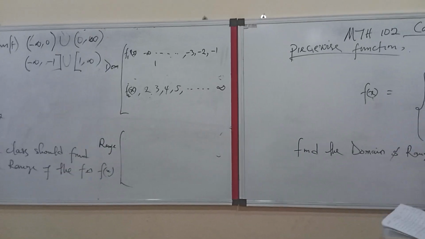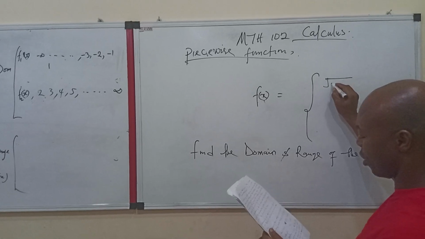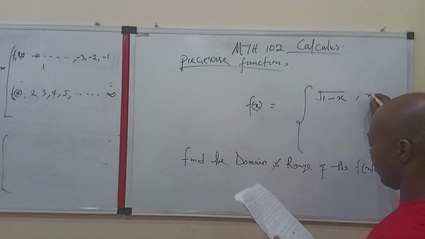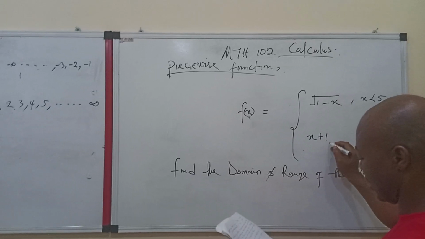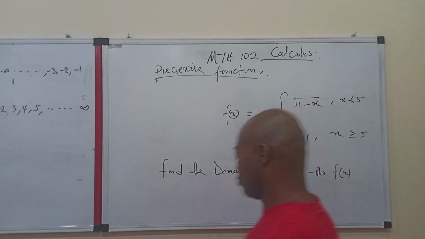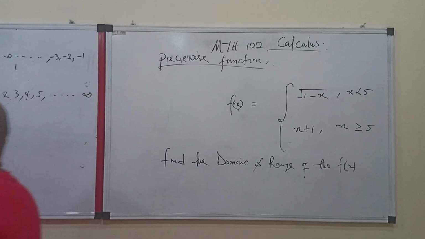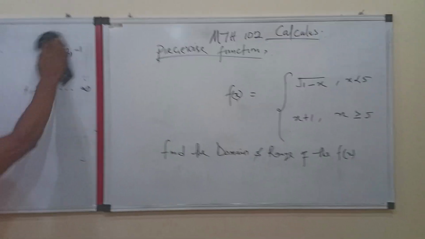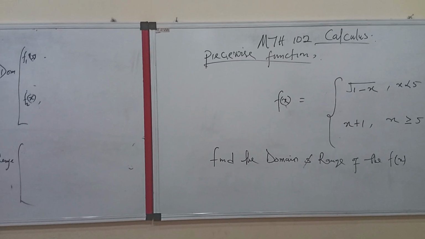Let me show another example. This one: square root of 1 minus x, where x is less than 5, then x plus 1, where x is greater than or equal to 5. The question is to find the domain and the range of this function. Based on what we have here, we get two small functions that make the big function.